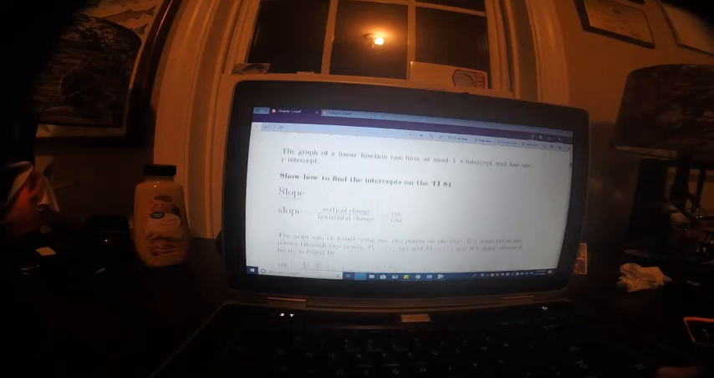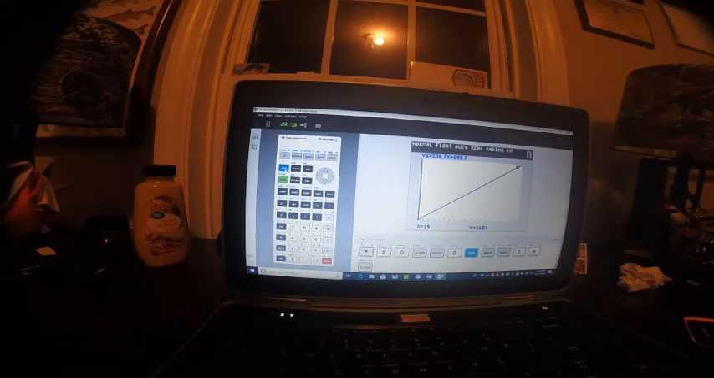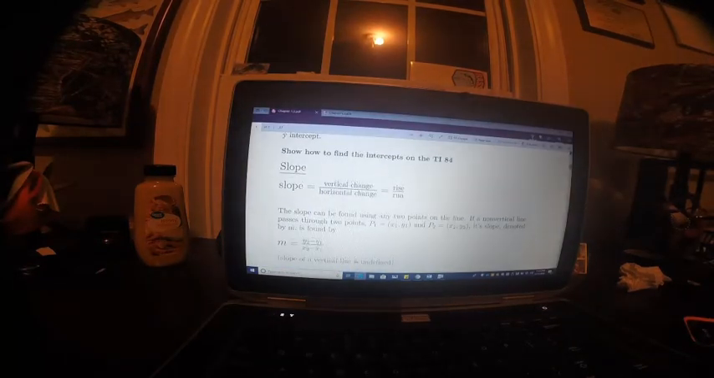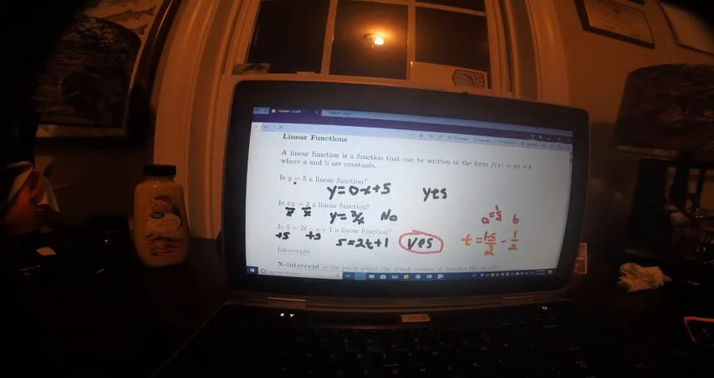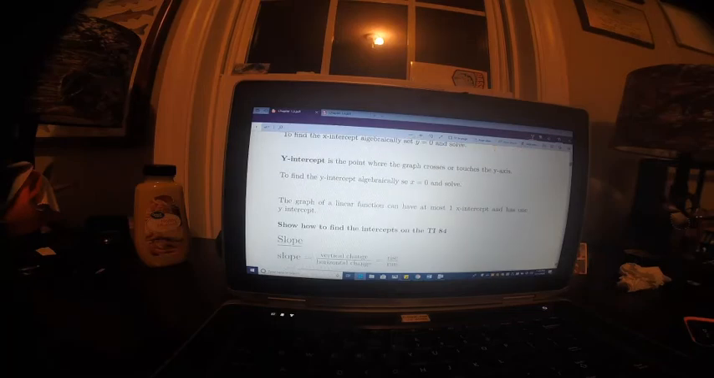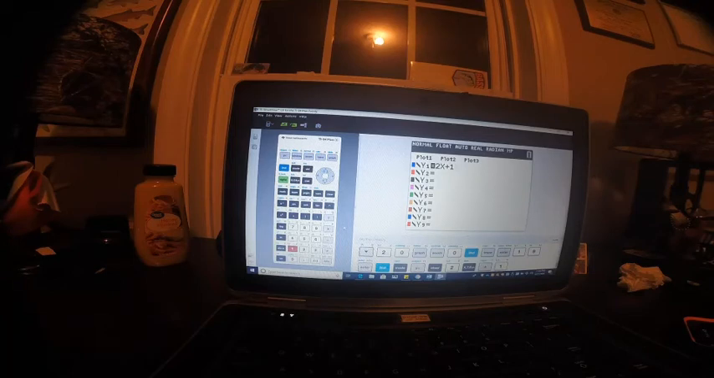We can show how to find the intercepts on the TI, which is pretty simple. We'll go to y equals. Let's just look at one of the linear functions from our notes, s equals 2t plus 1. If I type this in, let my s be my y and my t be my x, so 2x plus 1, already confirmed that's a linear function. I'm going to do zoom standard.